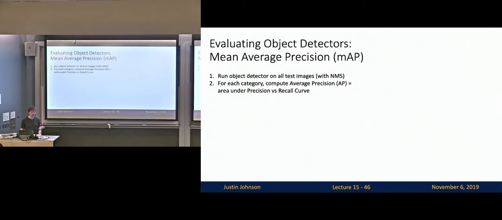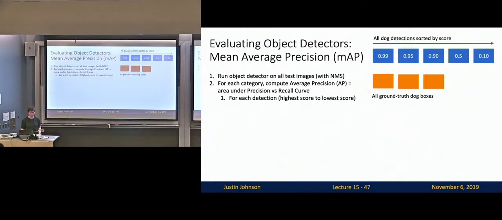Now for each category, we're going to separately compute a number called the average precision, which tells us how well we're doing overall on just this one category. If you're familiar with these metrics, the average precision is the area under the precision recall curve. But in case you're not familiar with that, we can step through it a little more. For each category that we care about, we sort all of the detections on the test set by their classification score, and we do this independently per category.